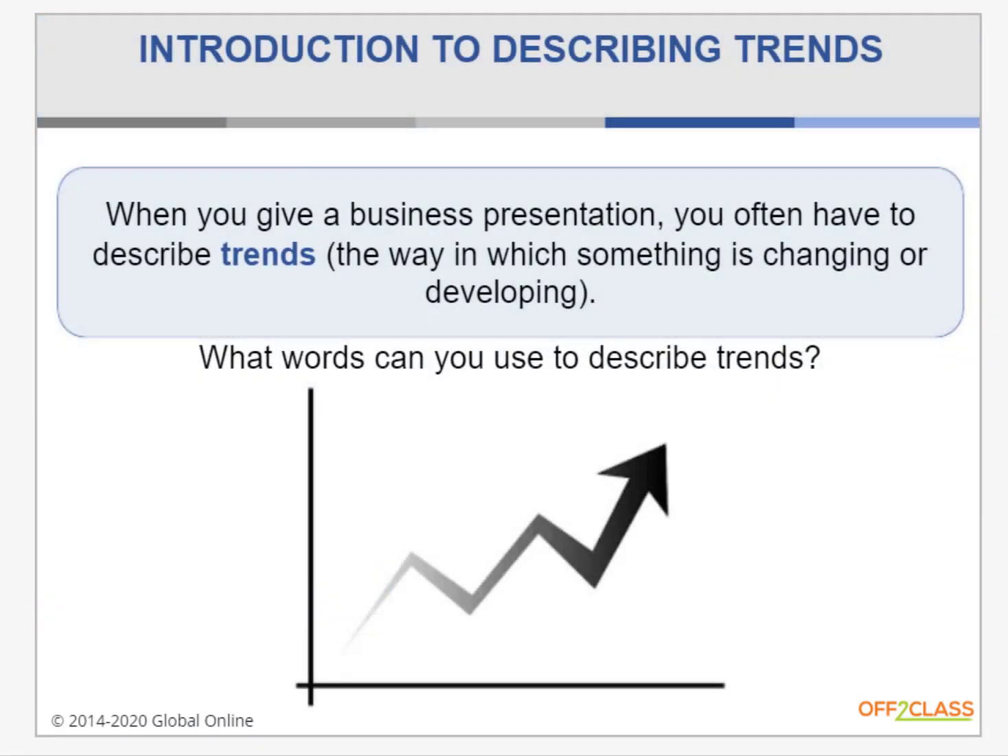All right, so let's talk about how to describe trends. Typically when you're giving a presentation and talking about charts and graphs, you're going to have to talk about trends, which is the way something is changing or developing. So I'd like you to look at this chart and tell me how you can describe this trend. What are some words you would use to describe this? Take a shot at that. Give me some ideas. Use some vocab. Feel free. This is a warm-up, by the way. The reason I'm having you do this is to get you to start thinking, start getting engaged in the exercise.